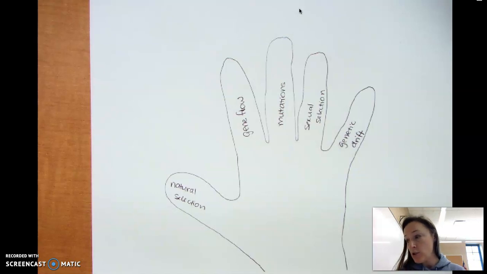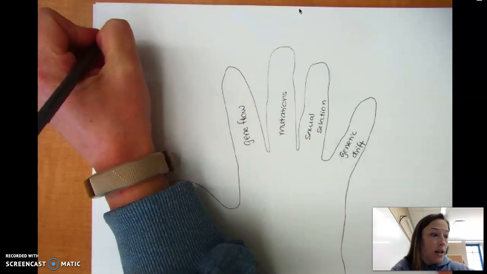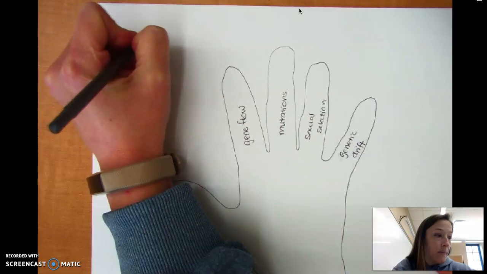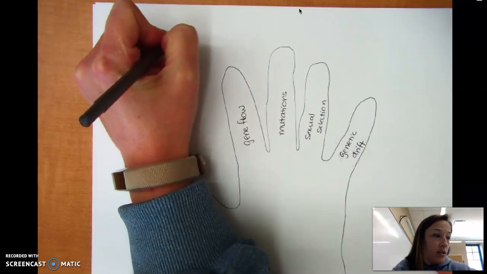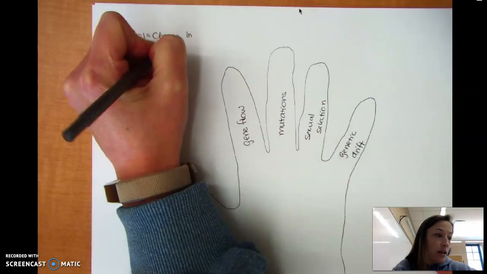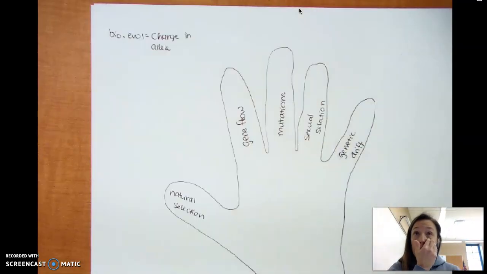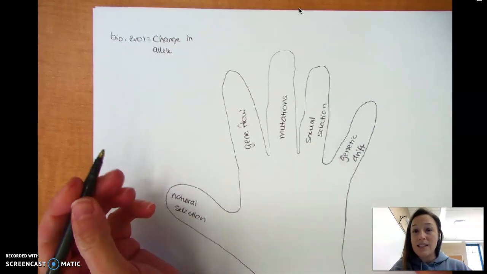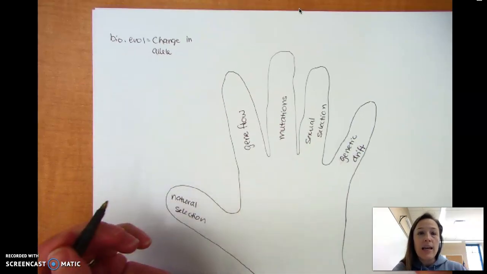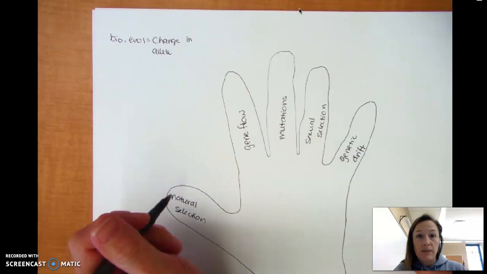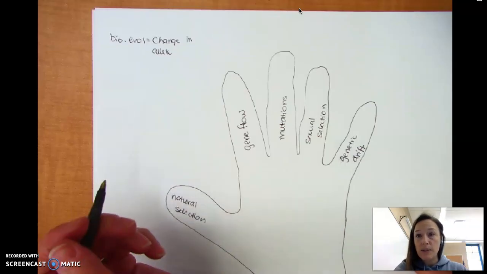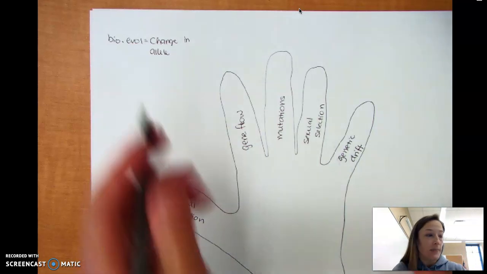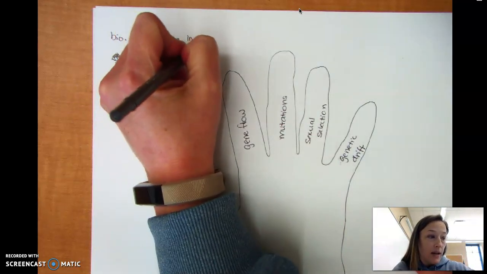You also have to be able to define them and describe how each of these can lead to a change in allele frequencies, because remember, biological evolution is simply a change in allele frequencies, meaning 50 years ago, there were 75% tall and 25% short, or 75% big T's and 25% little t's, and now there are 75% little t's and 25% big T's. Okay, so the numbers have shifted, and that's what we mean by allele frequencies.